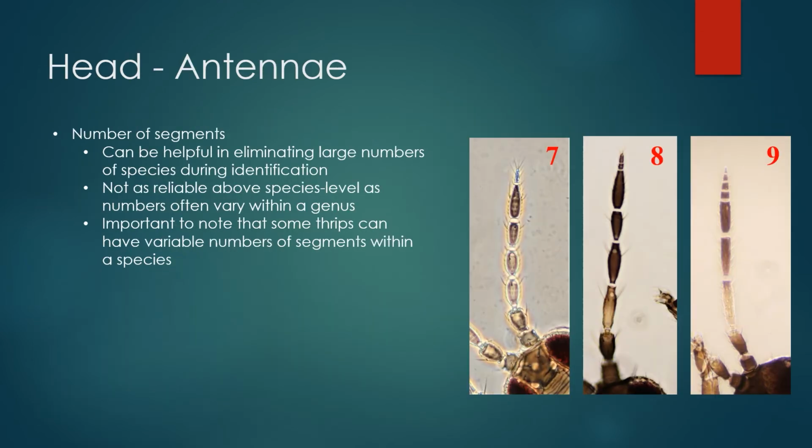We will start our tour of body characters on the head. The antennae hold a number of useful structures used in identification, but we will focus on the number of segments. Counting the number of antennal segments can be a good way to quickly narrow down the list of possible species, especially when using the Lucid key. It is important to know that some species may have a variable number of antennal segments, for example, usually having 7, but sometimes 8, due to natural variation.